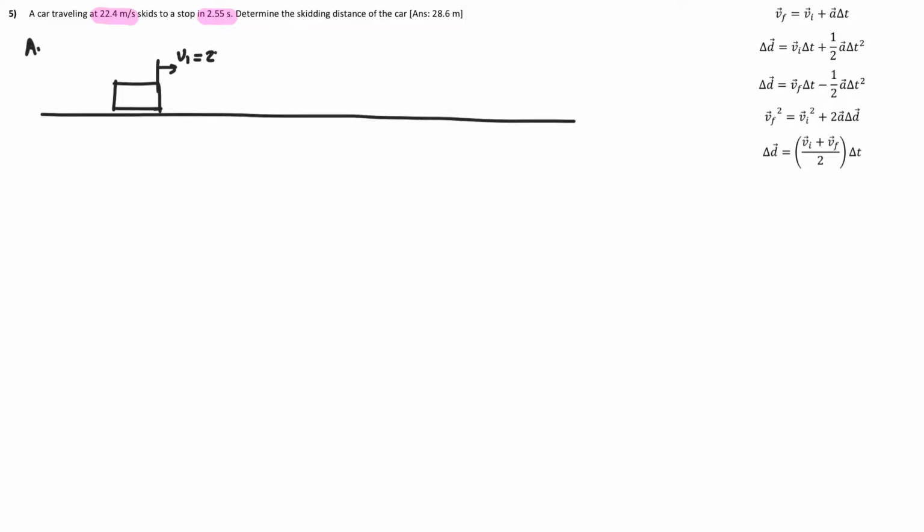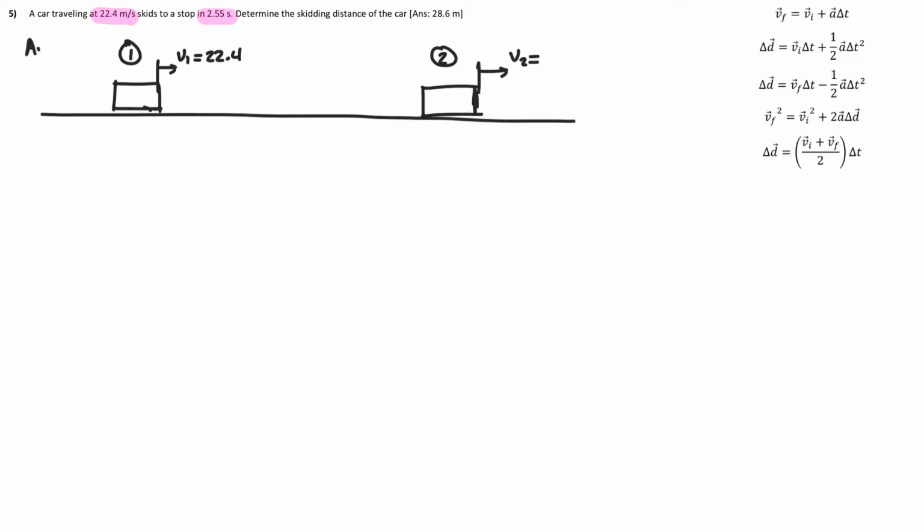In this question, we've got a car which is traveling at 22.4 meters per second. It skids to a stop in 2.55 seconds, and we want to figure out that distance. Let's draw this out. We've got this car, it's driving fast, at velocity 1 of 22.4, and then it starts braking, its tires catch on to the road, and then it's going to stop later. So let's say the car stops here, and we're going to have this as stage 1, this is stage 2, or event 1 and event 2.